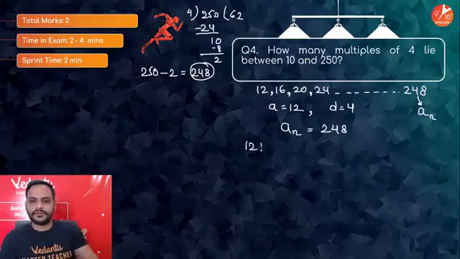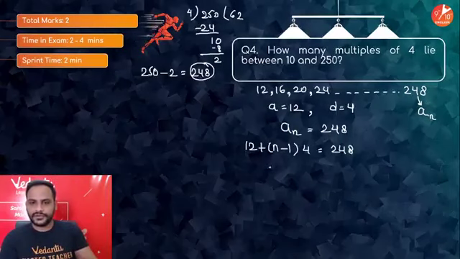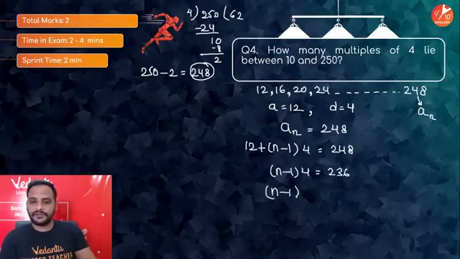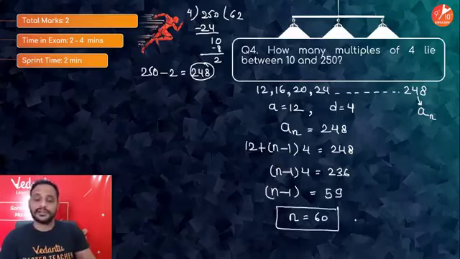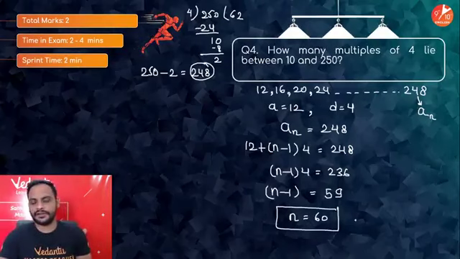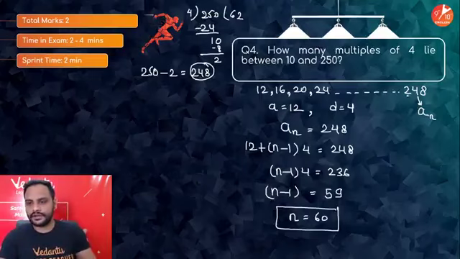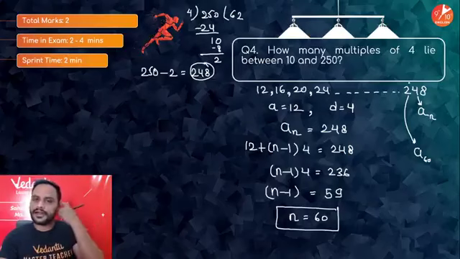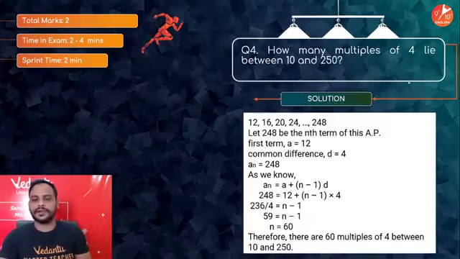So A, which is 12, plus n minus 1 into D, which is equal to 4, is equal to 248. Shift it over there. So n minus 1 into 4 is equal to 236. So n minus 1 is 236 divided by 4. Shift 4 in division. So you can say 4 fives are 20, 4 nines are 36. Shift minus 1 over there, n is equal to 60. That means there are total 60 numbers which are divisible by 4 from the numbers 10 to 250, because this 248 is nothing but the 60th term. So if it is the first term, then this is the 60th term. So total there are 60 numbers.